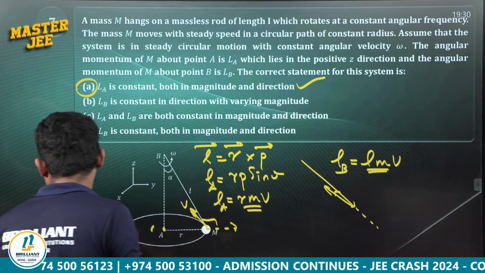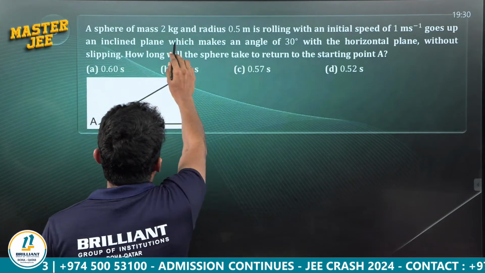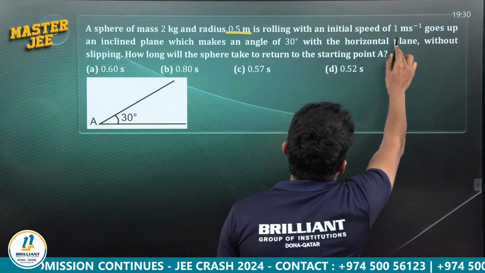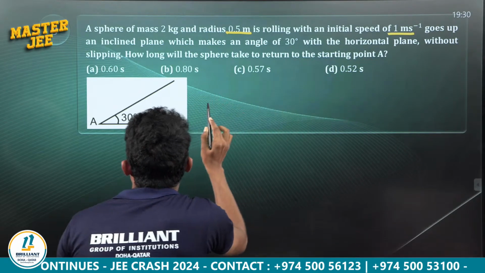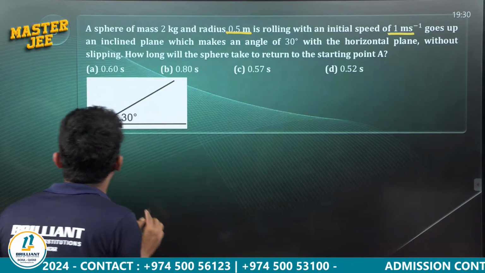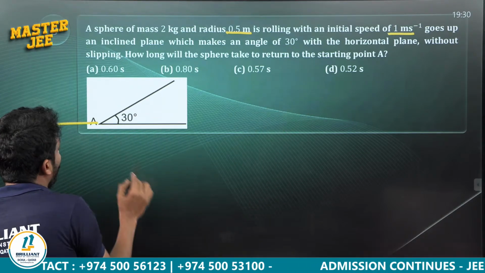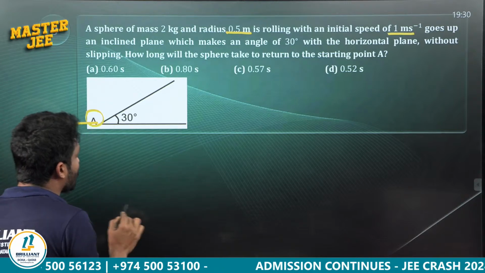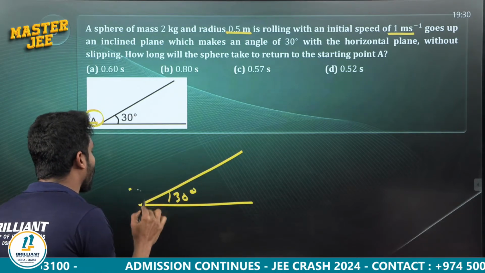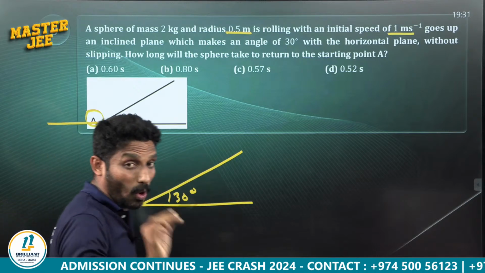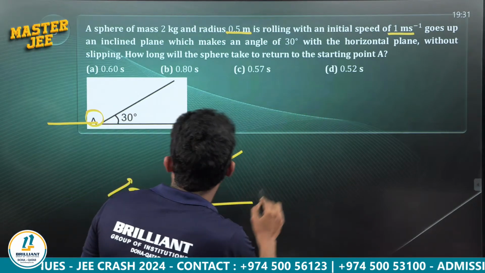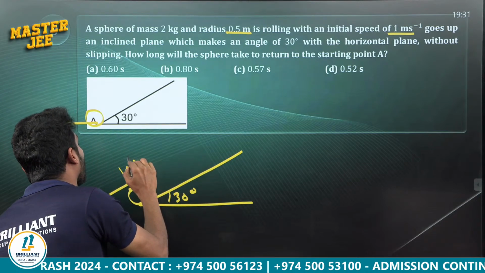Okay. Now the question 8. A sphere of mass 2 kg and radius 0.5 meter is rolling with an initial speed of 1 meter per second, goes up an inclined plane. We already solved the case of going up an inclined plane. See, I can draw here. This is an inclination of 30 degrees. A sphere starting from this point is in rolling motion without slipping, and it has an initial velocity of 1 meter per second.